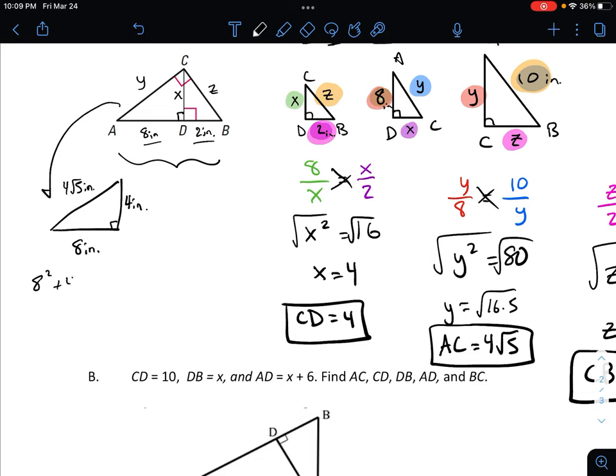So we can verify this. We know that 8 squared plus 4 squared has to equal 4 square root 5 squared with the Pythagorean theorem. 64 plus 16 equals, well, 4 squared is 16, square root 5 squared is 5, so 80 equals 80. Check, that is true. The thing I love about these is that you can always double check your answer. If you plug it back in using the Pythagorean theorem, you can verify that you did these problems correctly.